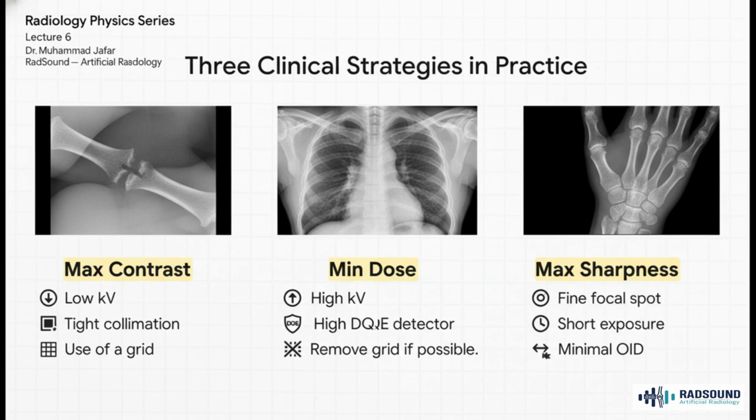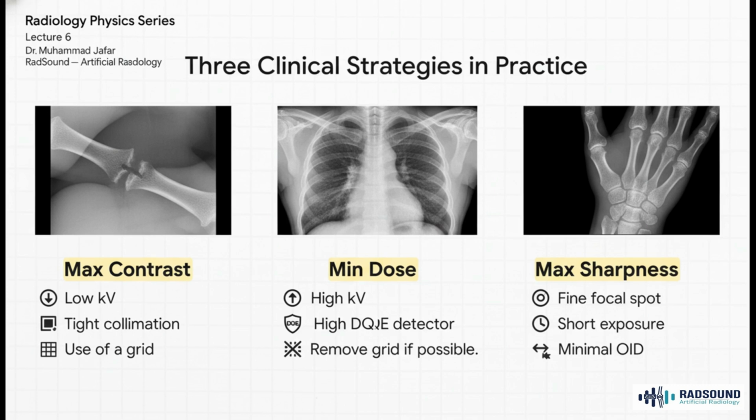If we're hunting for a really subtle fracture, we're going to run a maximum contrast protocol with a low KV. If we're imaging a child, our top priority is a minimum dose protocol, so we use a high KV. And for superfine bone detail, we switch to a maximum sharpness protocol.